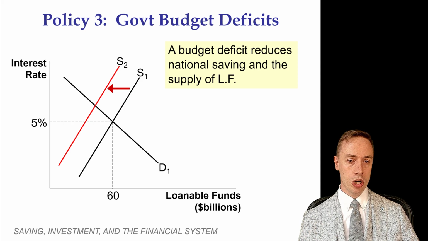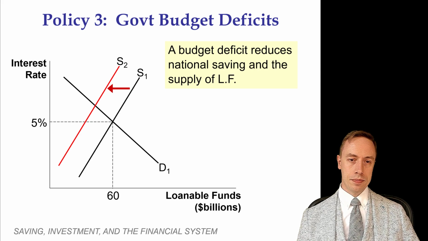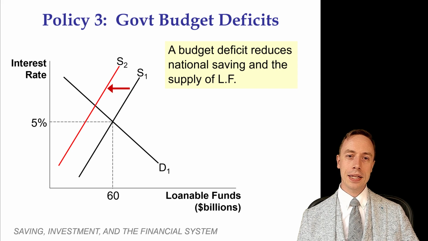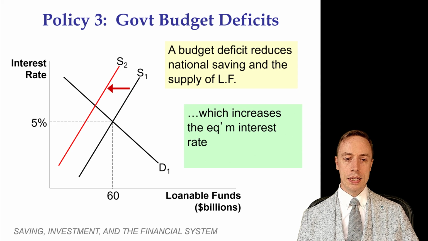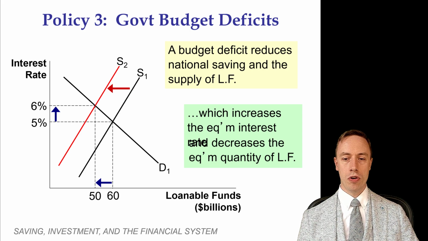In the language of this model, that means there's a decrease in public saving, which of course means national saving is decreasing. And that gets us to our final step. What's the impact of this increasing budget deficit? The equilibrium interest rate rises, while the equilibrium quantity of loanable funds decreases. Higher interest rate, lower equilibrium quantity of loanable funds.